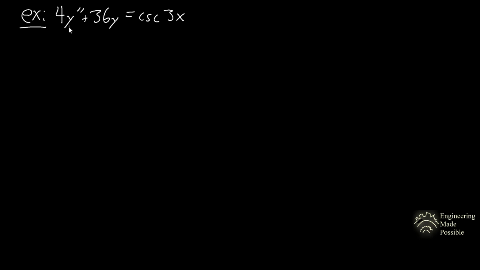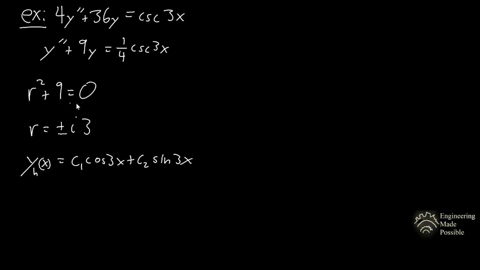So for this second example, we have 4y double prime plus 36y is equal to cosecant 3x. First, we get into standard form, so let's get rid of the coefficient for the y double prime here. So we have y double prime plus 9y is equal to 1/4 cosecant 3x. Now let's go ahead and solve the homogeneous solution to this differential equation using the auxiliary equation. So r squared plus 9 is equal to 0. We have r is equal to plus or minus 3i, and of course we could get it in this form of cosine and sine, so this is our homogeneous solution.